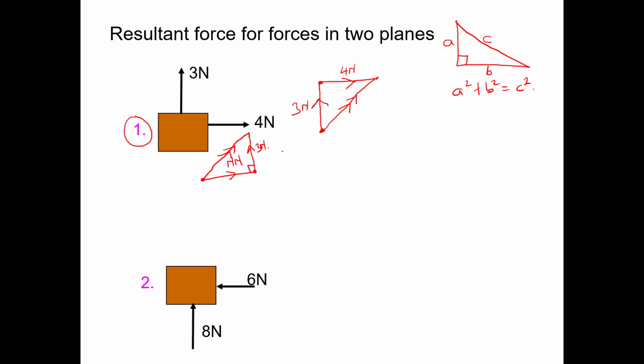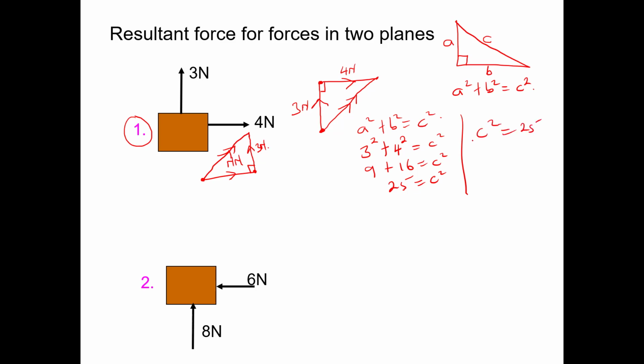Now, since this one is a right-angled triangle, we use the Pythagoras theorem and say that A squared plus B squared is equal to C squared. So the A can be a 3 or a 4, and the B can be a 3 or a 4, depending on what you want. So 3 squared plus 4 squared is equal to C squared. 3 squared you get 9, 4 squared you get 16. 9 plus 16 you get 25, this is equal to C squared. So C squared is equal to 25.